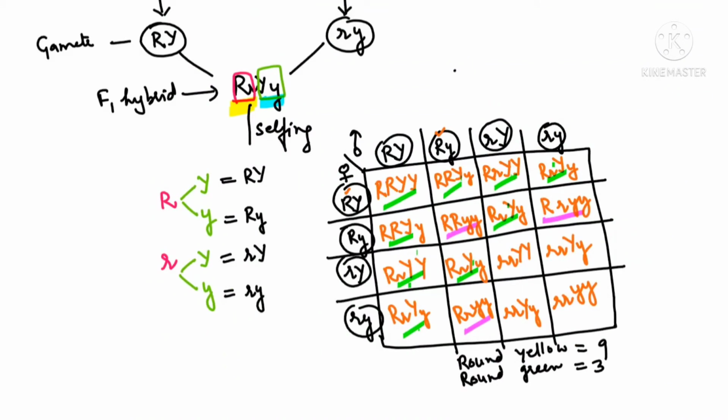Okay, beta. Now you have to focus on wrinkled and yellow. So wrinkled means small r, and yellow means capital Y should be there. So 3 are wrinkled yellow. Clear, beta? And the last one which is left out, this one, this is your wrinkled green. So last is your wrinkled green.